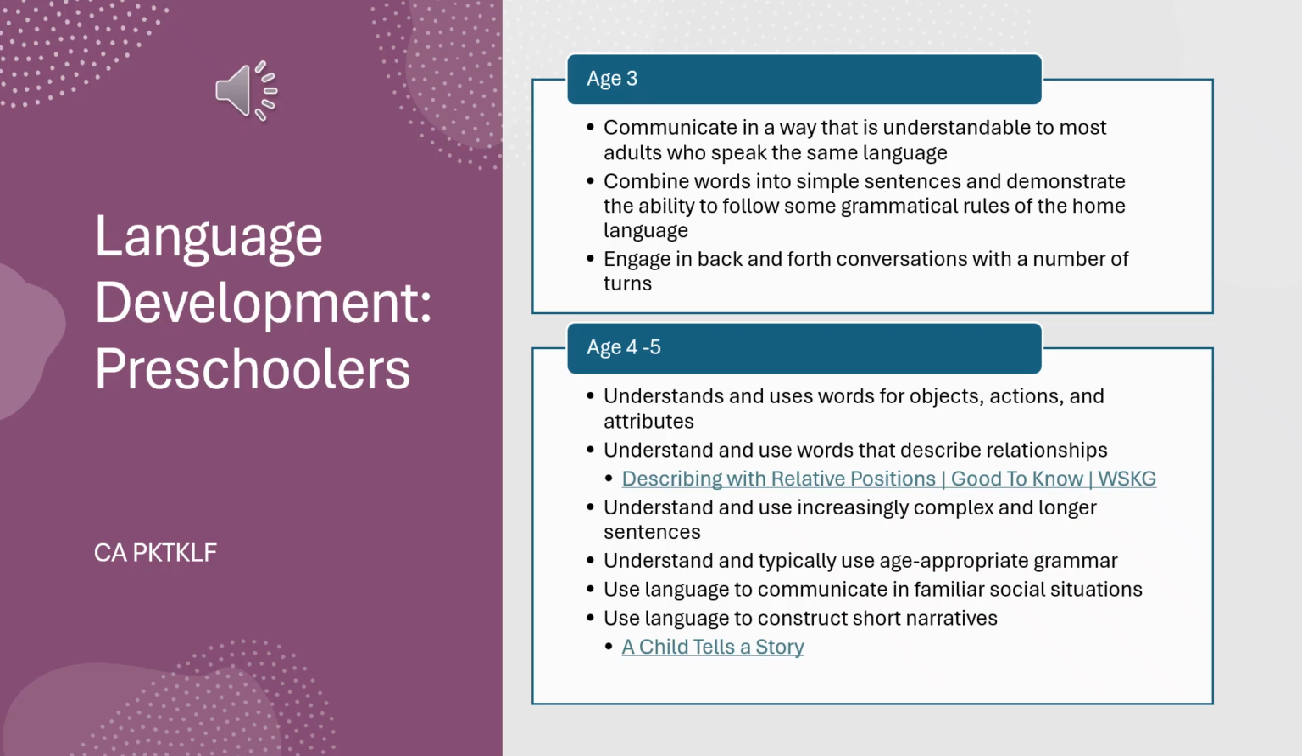By 4 to 5, they both understand and use words for many different objects, actions, and attributes. So their language is really exploding, and they have many words at their disposal. They can understand and use words that describe relationships. So they can use words like behind and under and over. That's why they love songs like We're Going on a Bear Hunt, because it uses all of those words that describe relationships and positions.